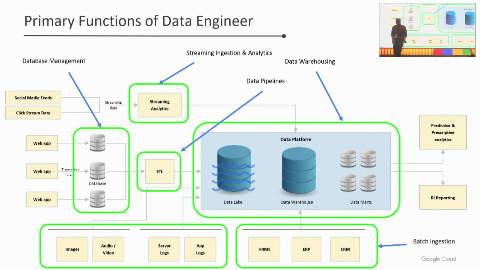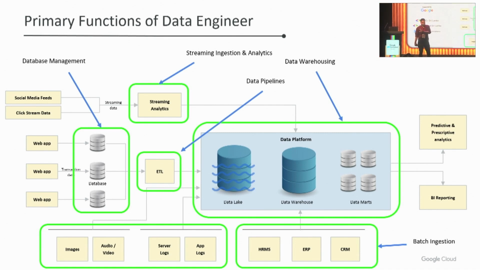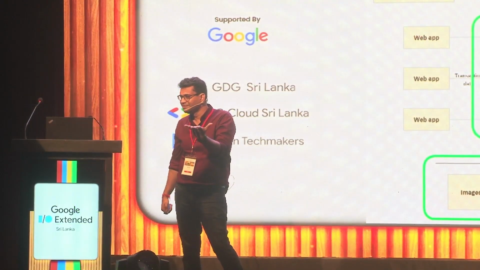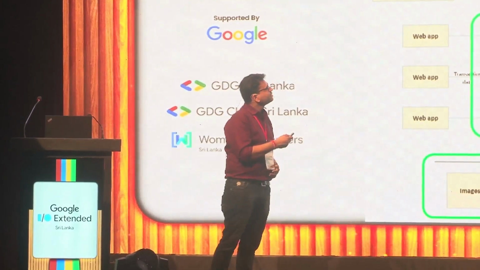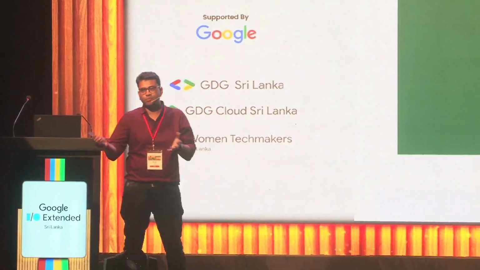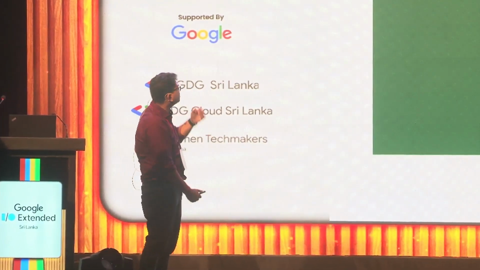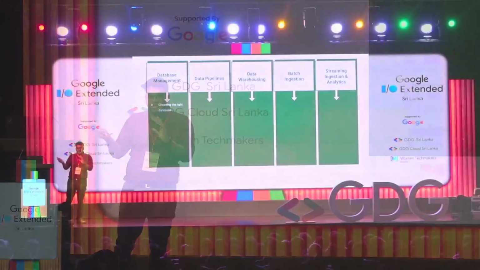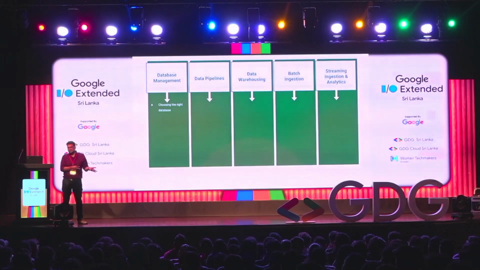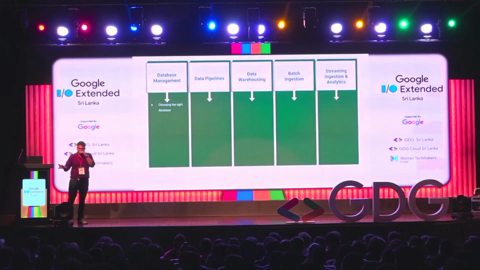Okay, let's move on. So now we know that the data engineer is responsible for these 5 functions, only 5 functions. Very simple, you can learn it in one day, right? Okay, so let's look at what you are actually supposed to do in each of these 5 functions. For database management, you are supposed to choose the right database, whether it should be an RDBMS or MongoDB, a document type database, what kind of database.